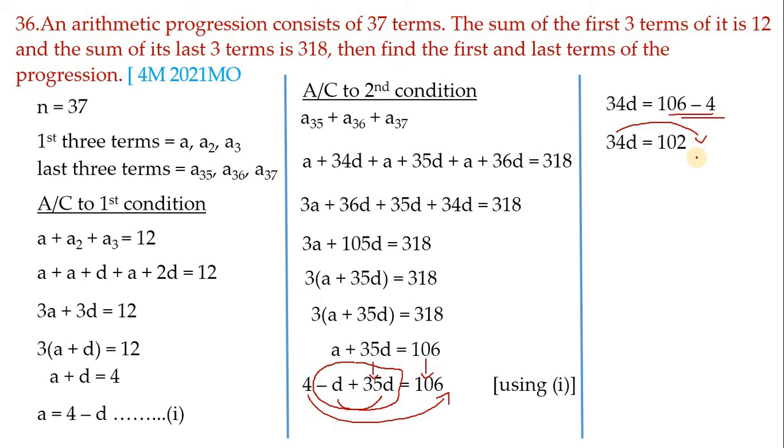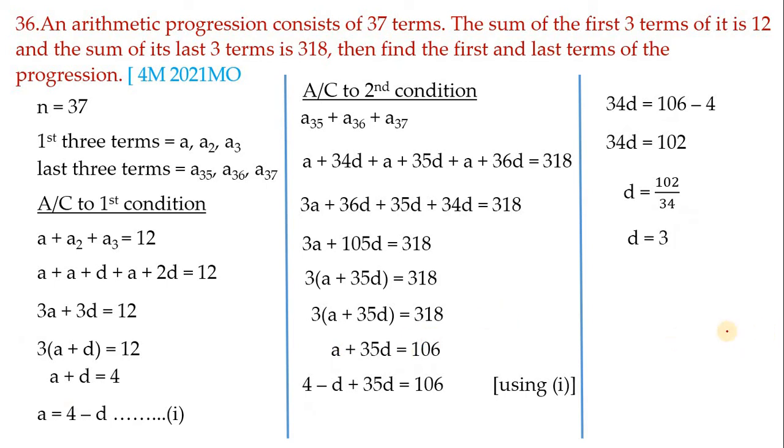So D is equal to 102 by 34, we will get. Now we can simplify by the 2 table. 2 1s are 2, and 2 7s are 14, and again here 2 5s are 10, and 2 1s are 2, and next 17 1s are 17, and 17 3s are 51. So what value we get for D? So for D we'll get 3. D is equal to 3.